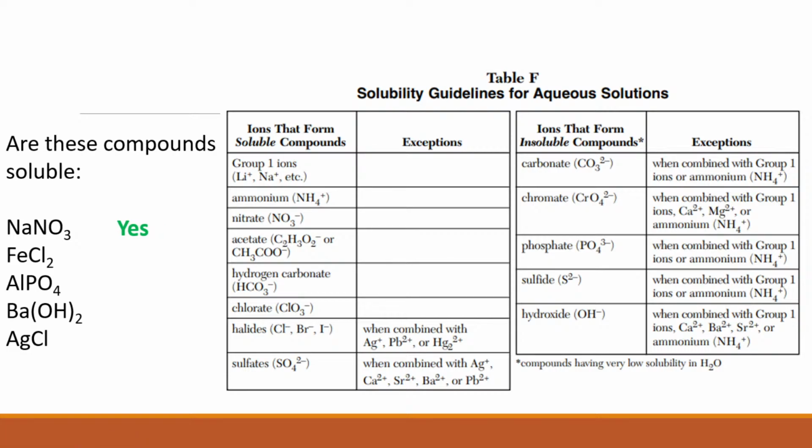What about iron chloride? Iron chloride is also a soluble compound. Iron doesn't show up in either of the main columns, but chloride does. Right here, you have your chloride. Chloride is soluble. Iron is not one of the exceptions, so this combination is soluble.